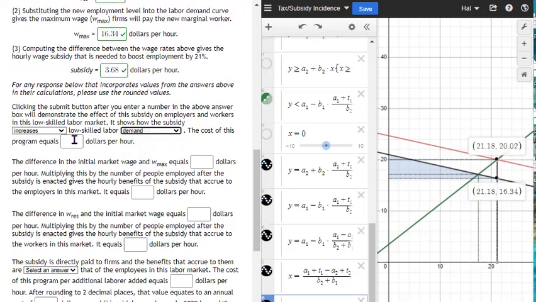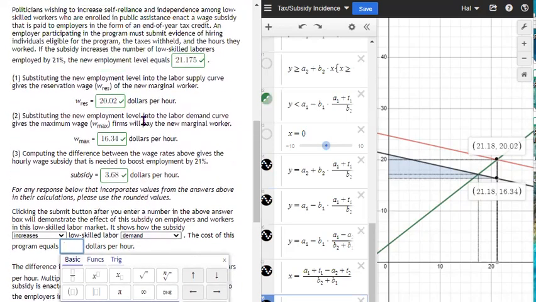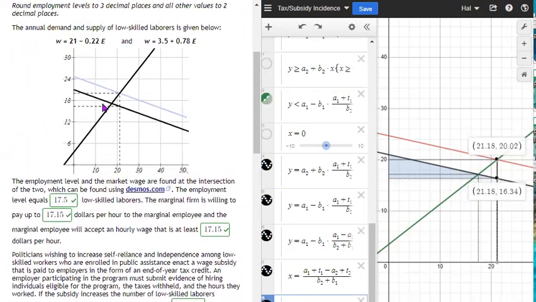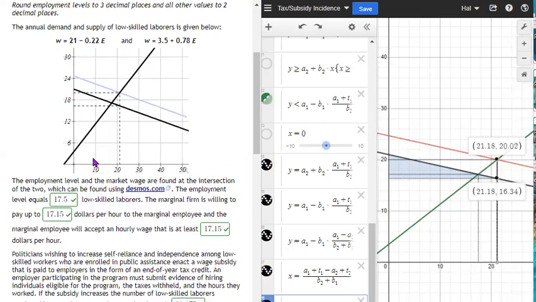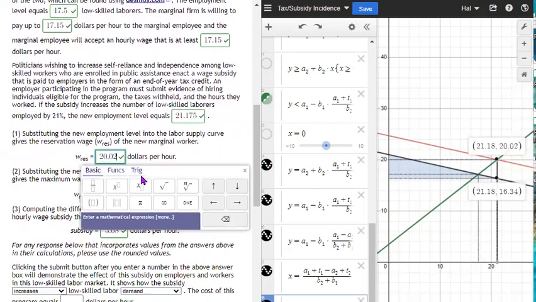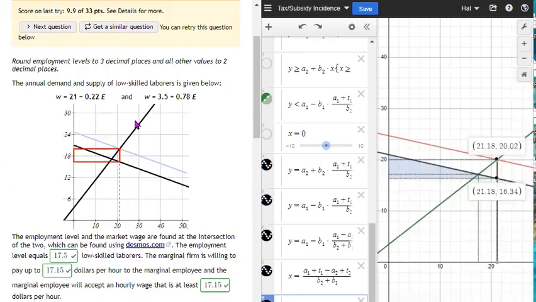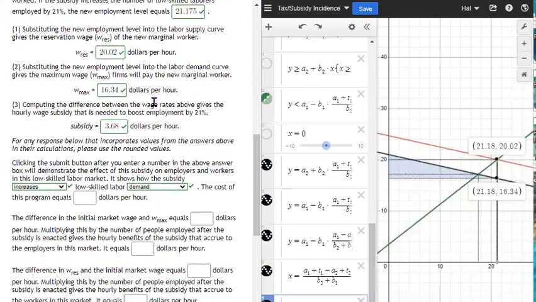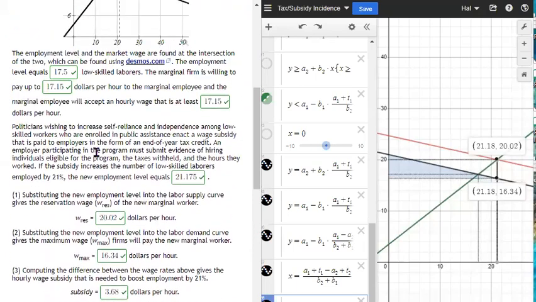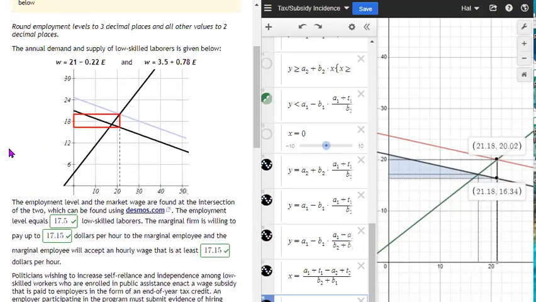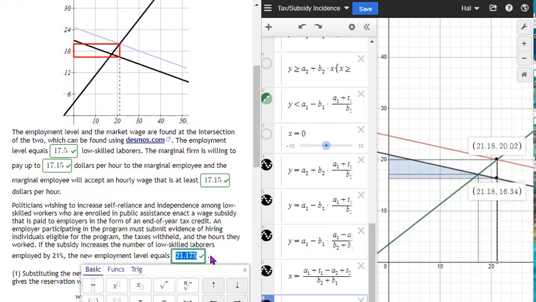The cost of this program equals what? The cost of this program is this box here, right? Let's go ahead and hit enter here. I'm going to submit these two answers. Okay, the cost of the program we want to calculate now. The total cost of this program on an hourly basis is this red box, right? The height of this red box is the amount of the subsidy. The width of this red box is the new employment level, right?